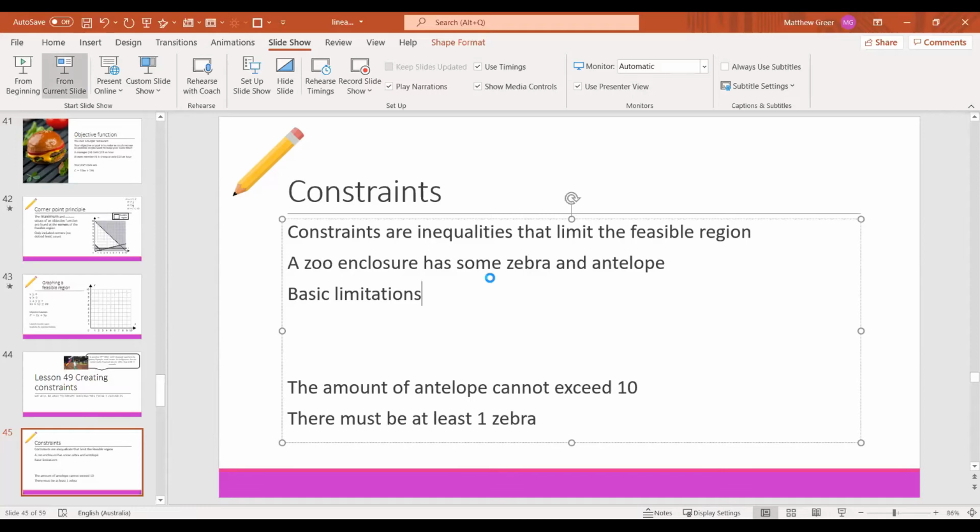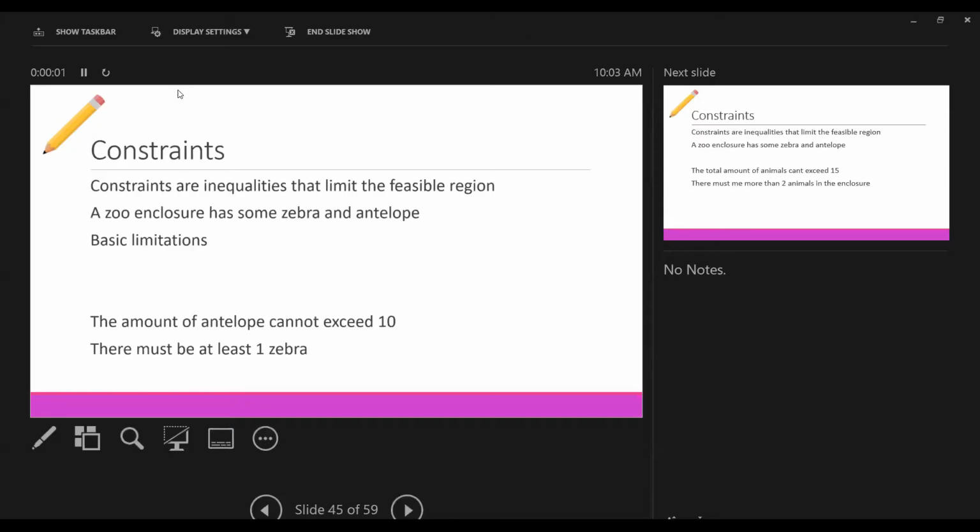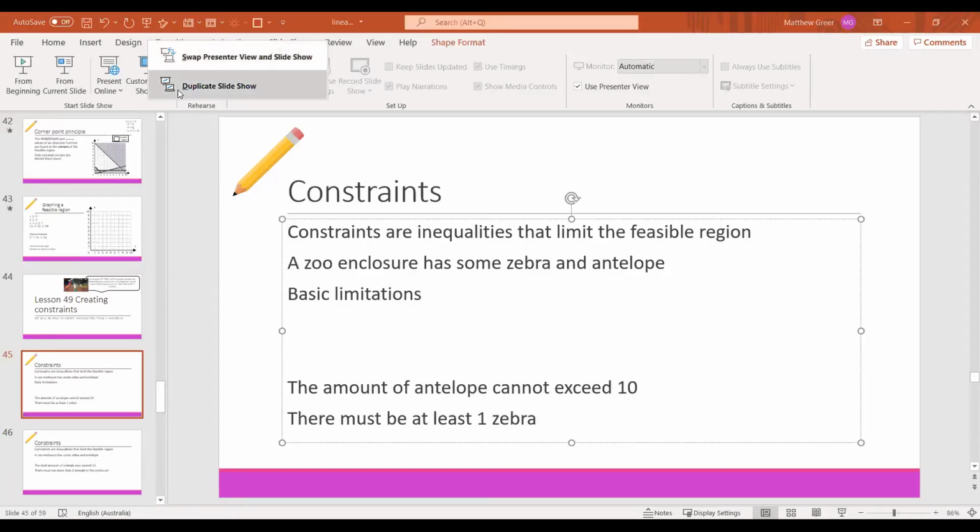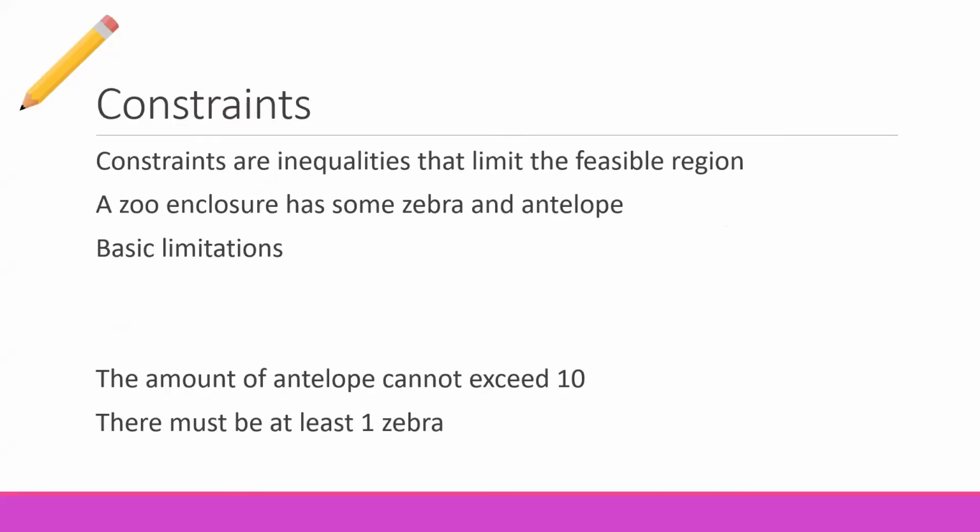Okay, here we go. We're going to use an example for constraints. We're going to look at a zoo enclosure, and this zoo enclosure has two types of animals: zebras and antelopes. And we're going to look at some possible constraints.